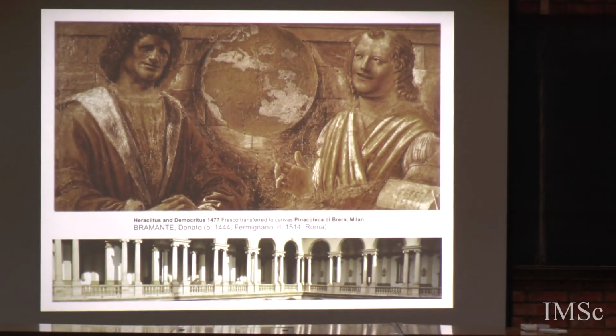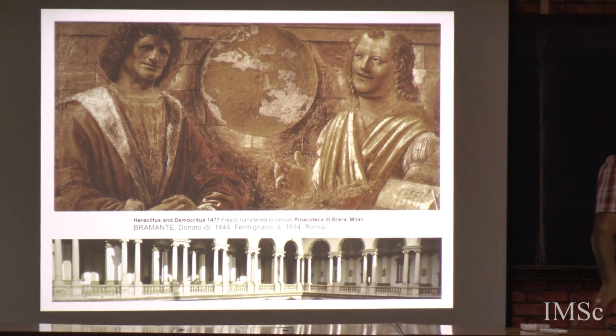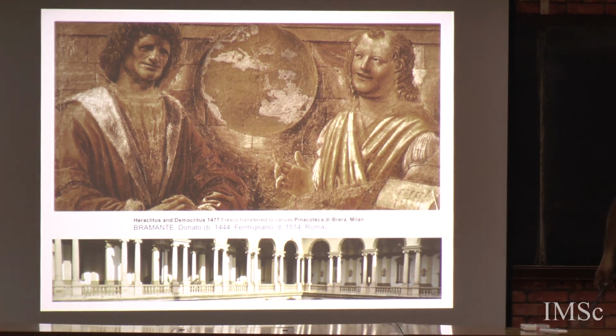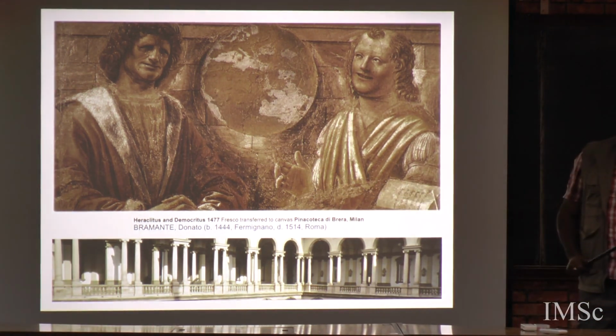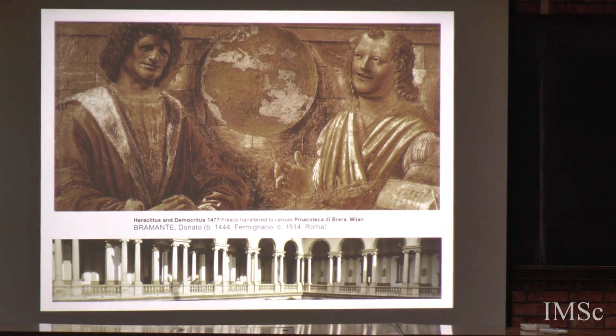Okay, so now I will sort of end by going back to Greece. We started with Greece, we go back to Greece, and this is actually not Greece but Italy, and this is a fresco which is there in Florence, and this fresco shows two men, two philosophers. One philosopher is crying and the other is laughing, and these two philosophers are Heraclitus and Democritus.